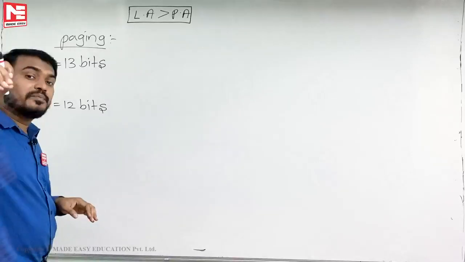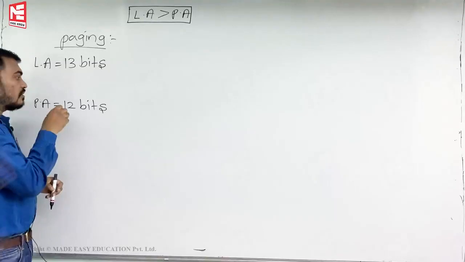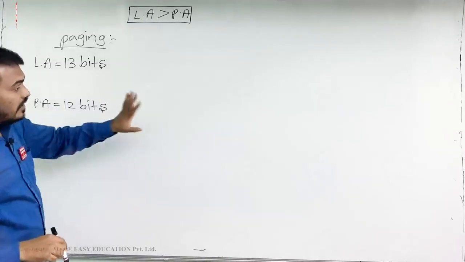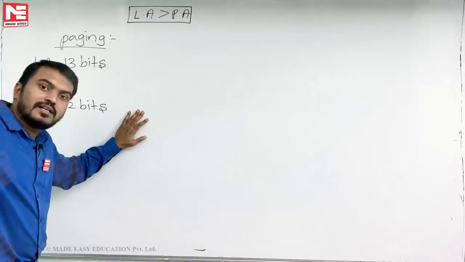Now how are you going to map this 13 bits logical address to 12 bits physical address? The technique we are going to study now. Is that clear for everyone?